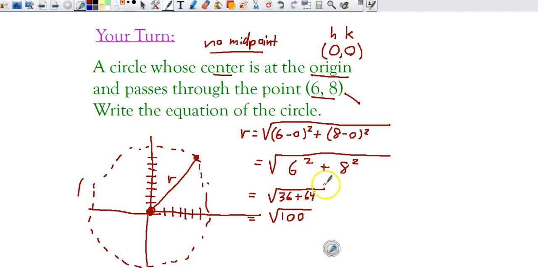Hey, 100 is a perfect square. What is the square root of 100? There's my radius. That's going to be 10. So you have your center and you have your radius. We're all set to write the equation.